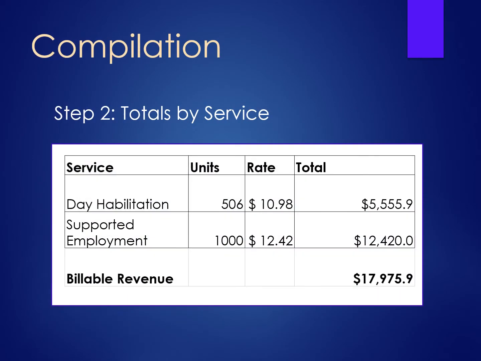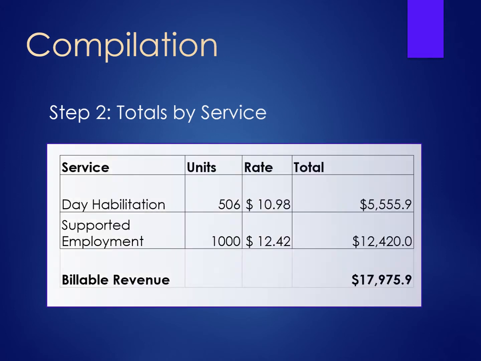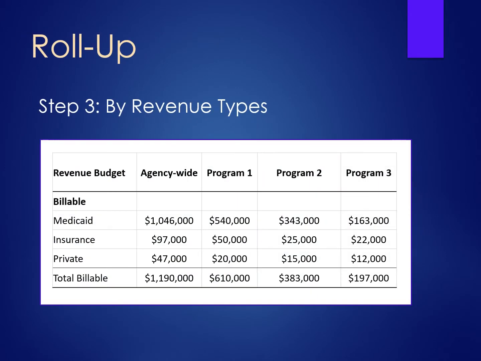Once the program contacts and information manager are provided adjusted utilization numbers, the budget manager can simply add all the units of each service and calculate revenue for that service by multiplying those units by the service rate. Once the numbers are calculated in this manner for each billing source, such as Medicaid, insurance, and private pay, they end up looking something like this in the budget layout.